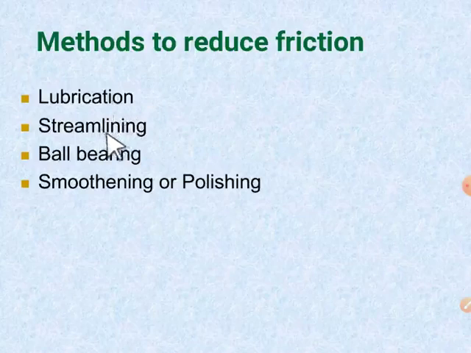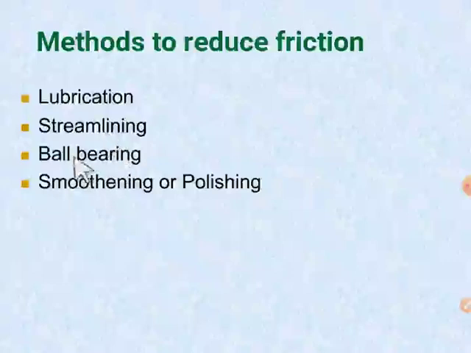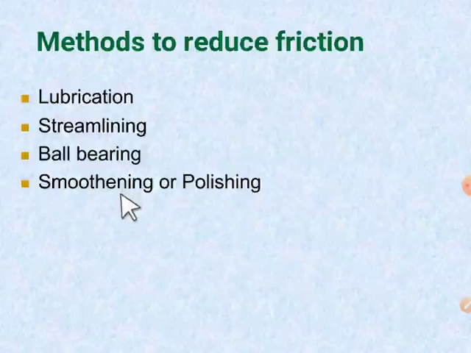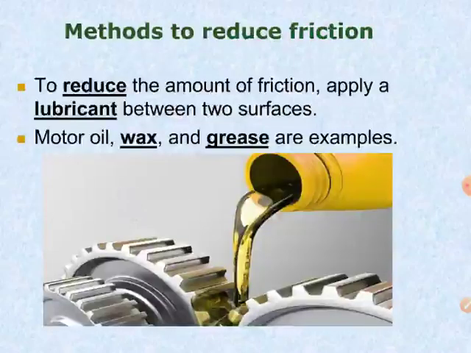Streamlining means designing of the body. And there is also another way of reducing friction, by making use of ball bearings, steel ball bearings. I will show you one by one. And the next one is smoothening or polishing of the surface. So let's see about lubrication first.